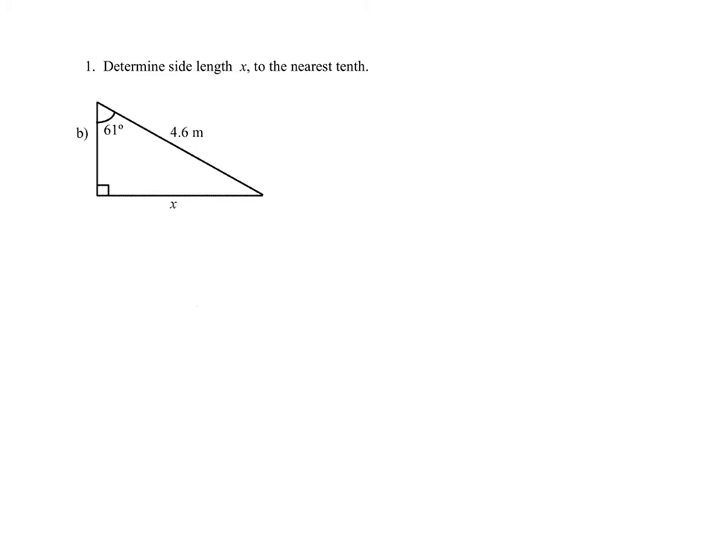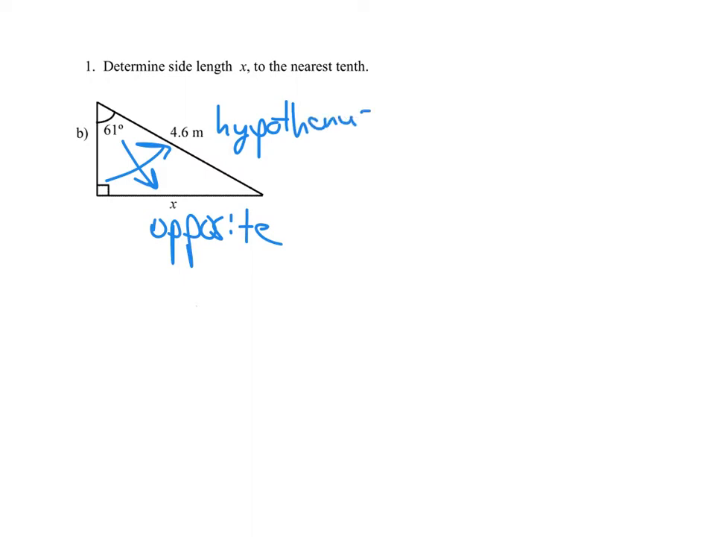Okay, next in the second example, again we need to find the missing side length. So we begin by labeling our sides of the right triangle based on the angle of reference. And in this case, the missing side x is opposite the given angle. It's the opposite side. And the 4.6 is opposite the 90-degree angle. So that is called the hypotenuse side.